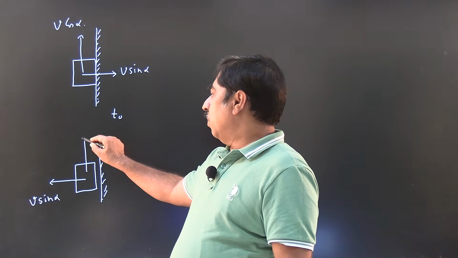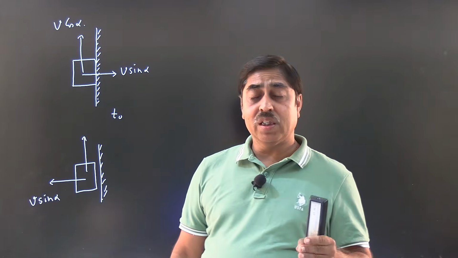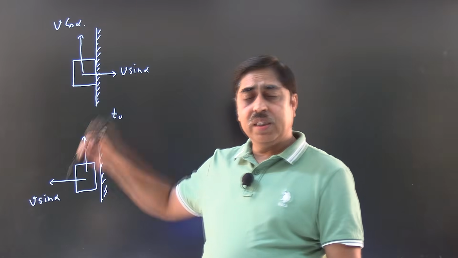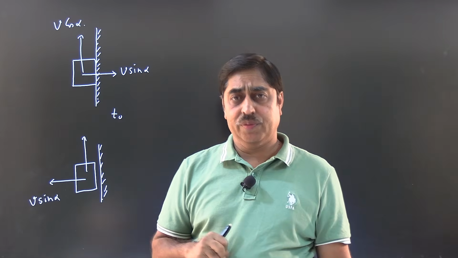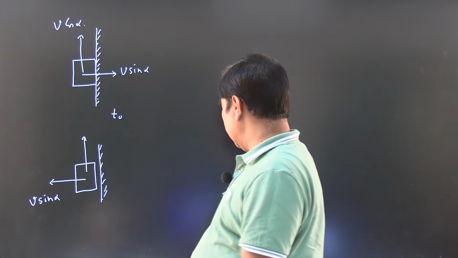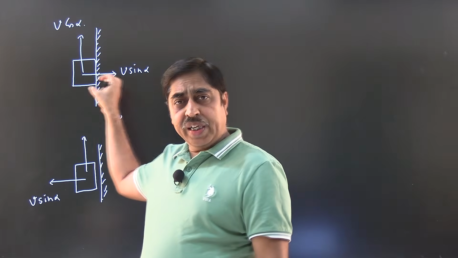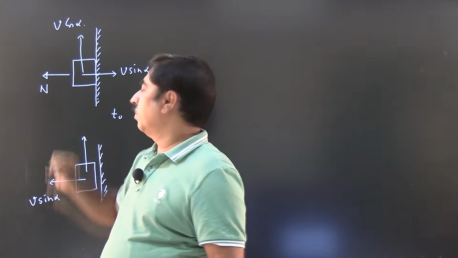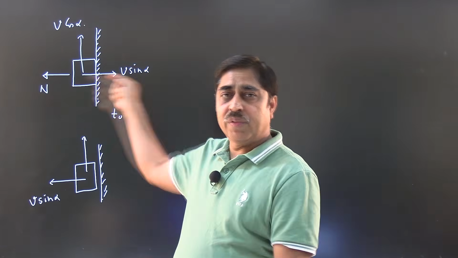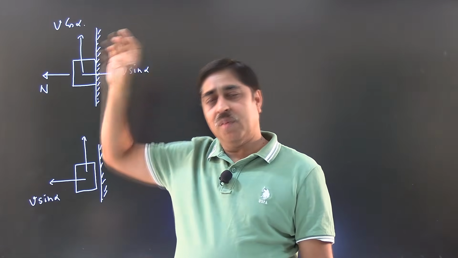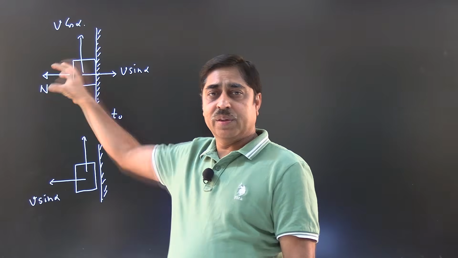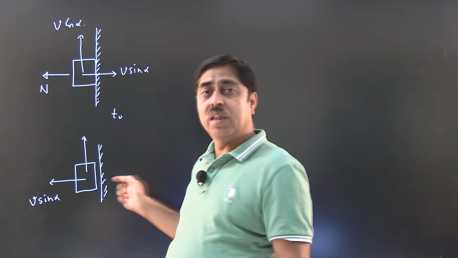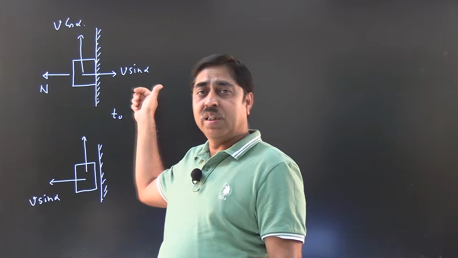What happened to this component? The question says there is friction. In this case, friction is an impulsive force. Impulsive force means during the interaction, the wall applied a normal reaction in this direction. Because of this normal impact, the momentum of the cube changed in this direction, and that is the reason that its velocity has changed in direction.